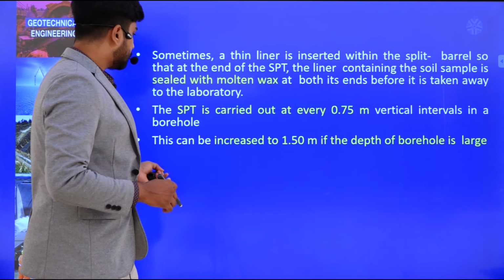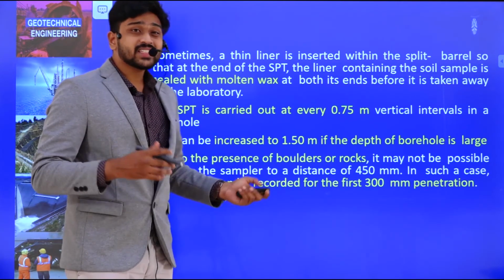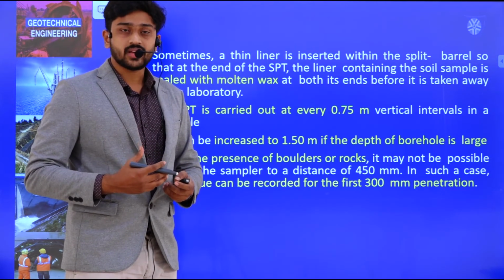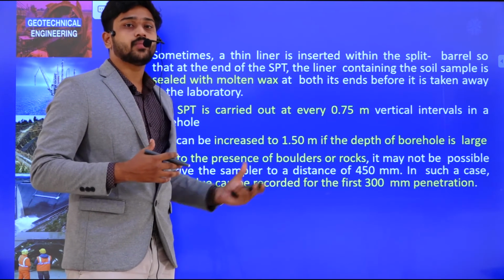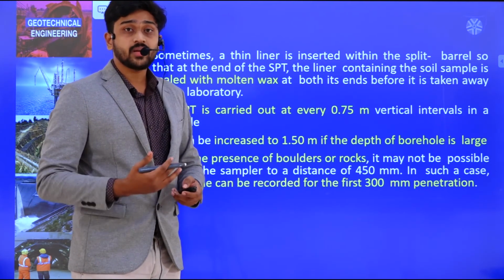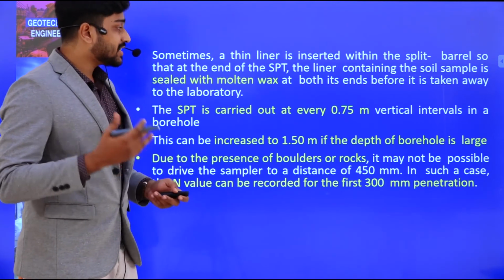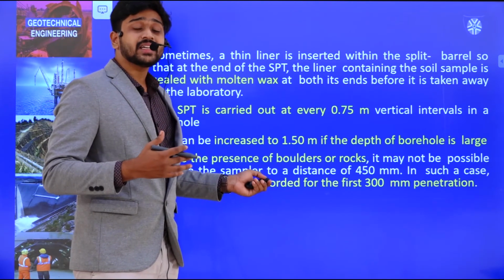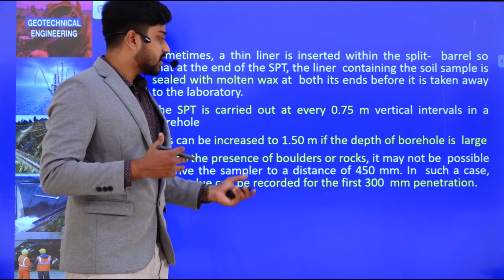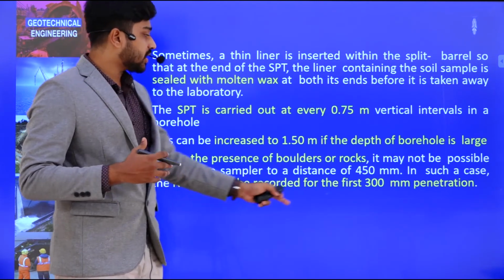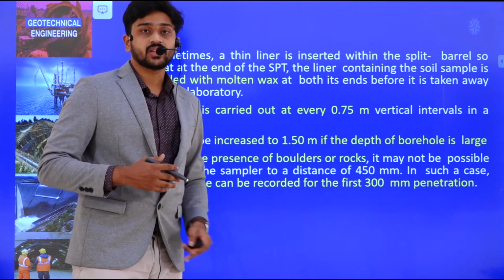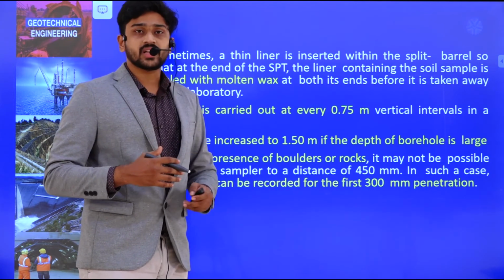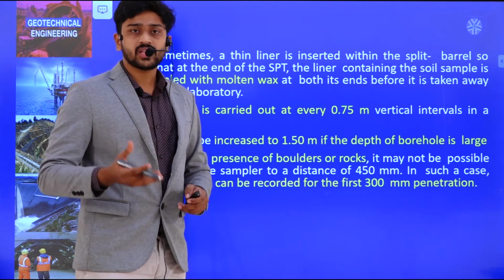Clear? Now, if there are any disturbances in the soil mass, because soil is a non-homogeneous thing, there may be some boulders or rocks in between when I am digging a borehole, or I may arrive at a bedrock itself in some instances. In such cases we need to take certain precautions, and there is some difficulty in collecting the soil sample. So in such a case the N value should be recorded for the first 300 mm penetration. We take the corresponding number of blows as the N value.